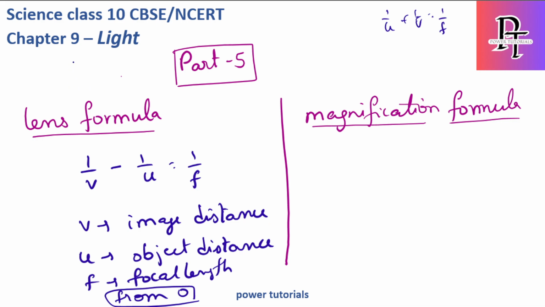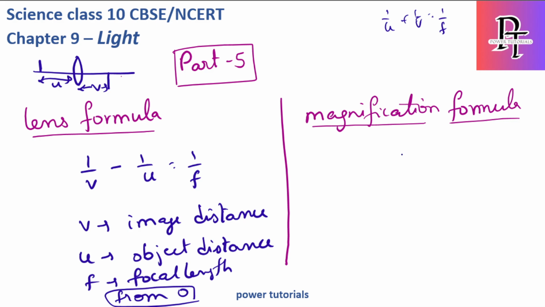For example, if I have a convex lens like this, and suppose the object is here, then this distance is u. Wherever the image is getting created, suppose here on the right side, then this will be v.